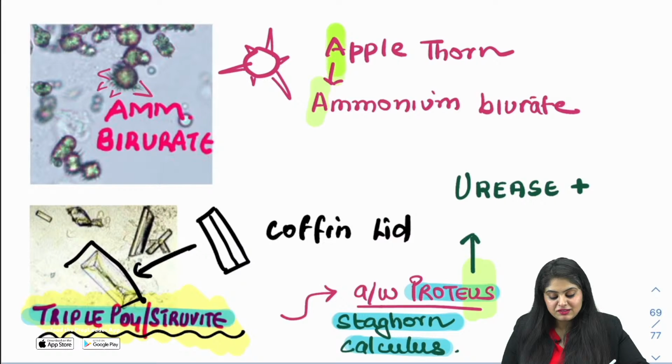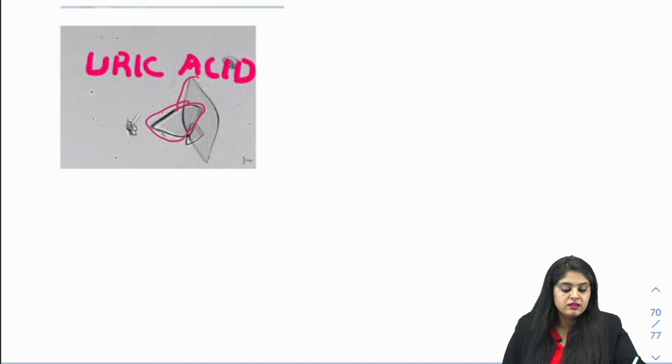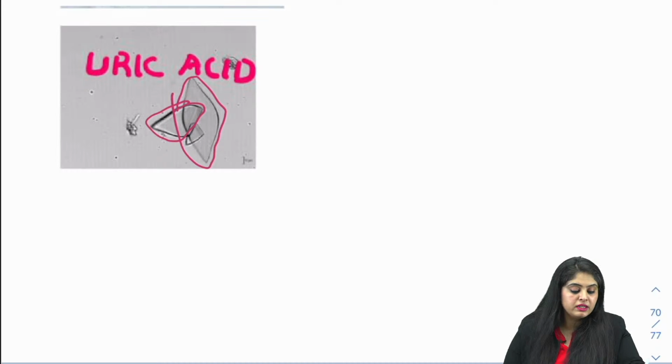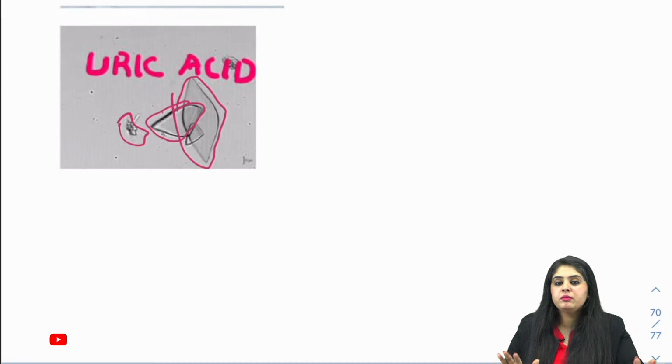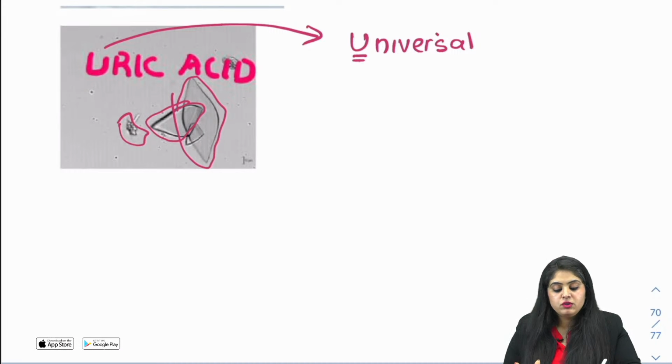Okay, coming to the last one, the one that can look like anything. You look at this, it looks somewhat like a triangle, it looks like a rectangle also, and it looks like some weird shape over here. Matlab koi bhi shape, any shape on this planet it is taking up, that is going to be uric acid. So remember, uric acid is going to be universal. I have learnt it this way, uric acid has a universal shape. Any kind of shape is possible with uric acid.